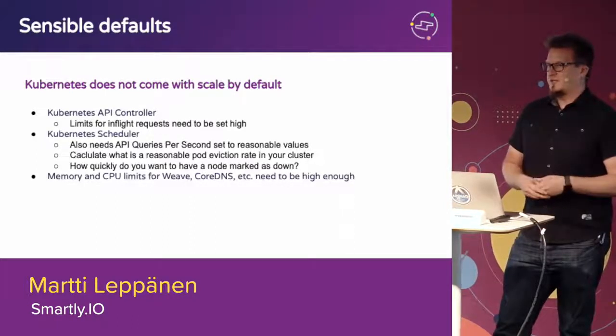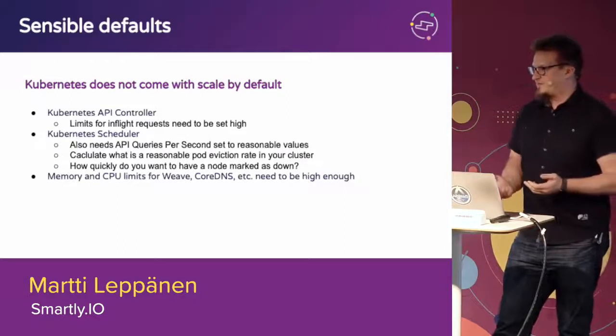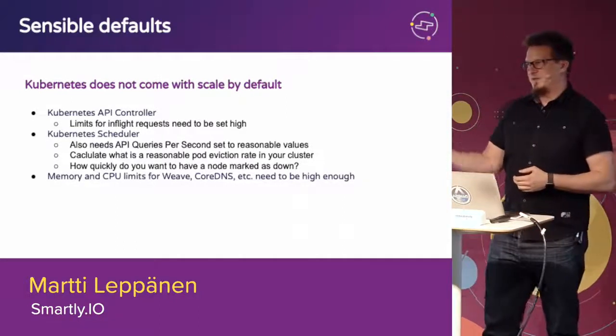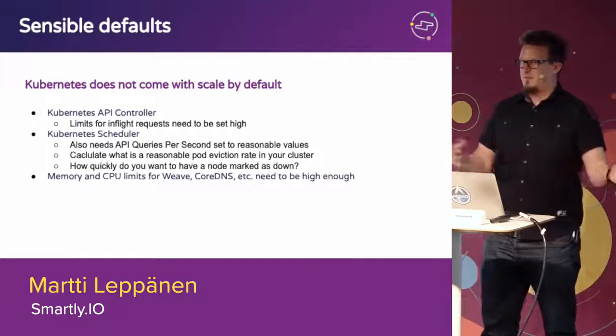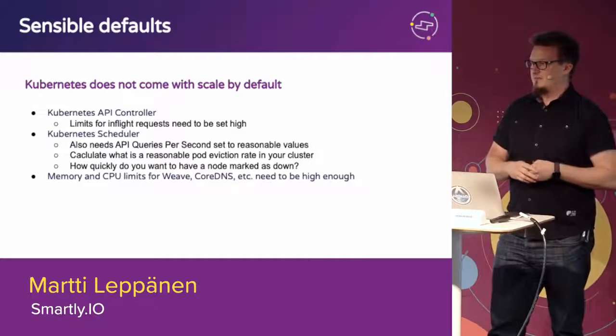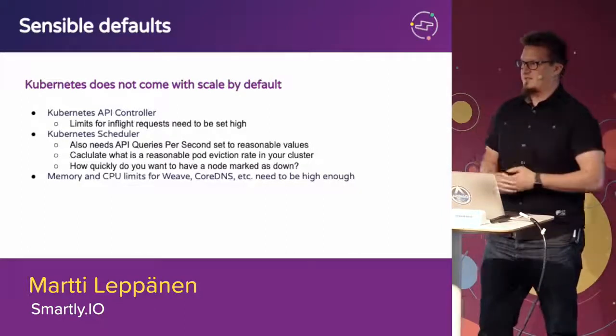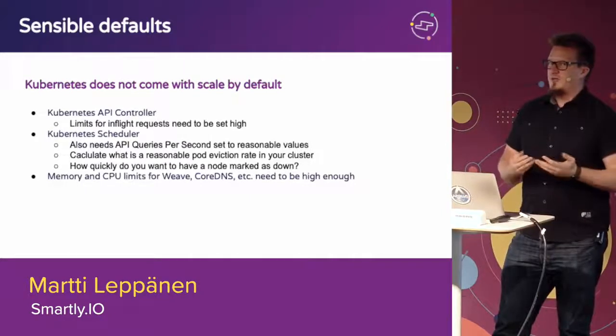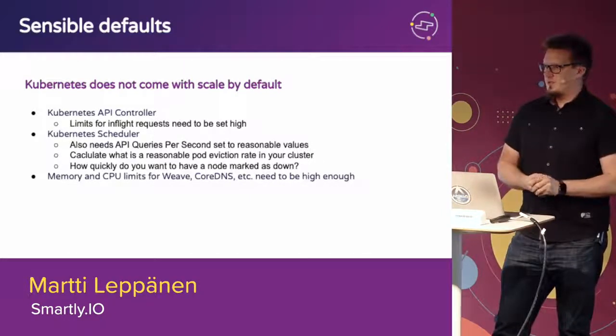So queries per second and how fast, for example, if you have a failed node, how fast do you want to have the pods evicted from that node? Maybe a node fails only for a minute. You don't want to move all the pods away immediately because then you'd have to move them back next minute. And this would cause unnecessary load on the cluster. You have to understand the application and applications you're running and tune the parameters through that.